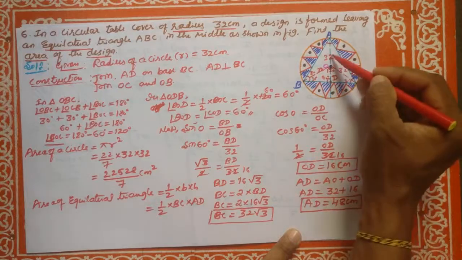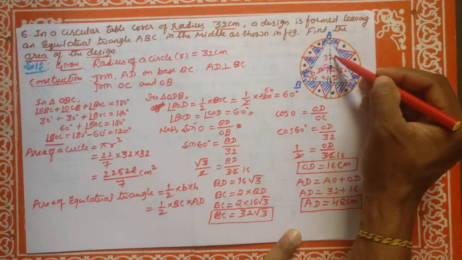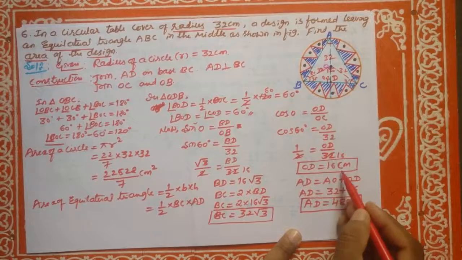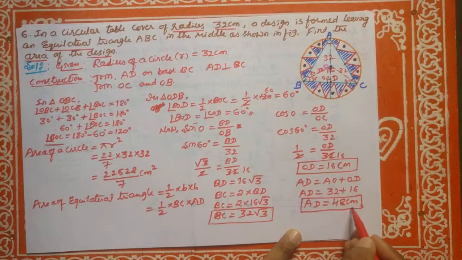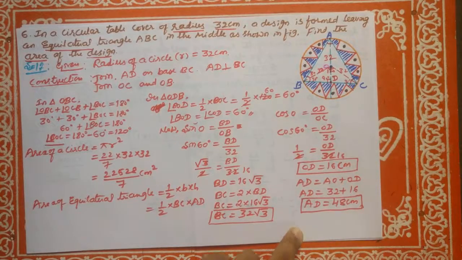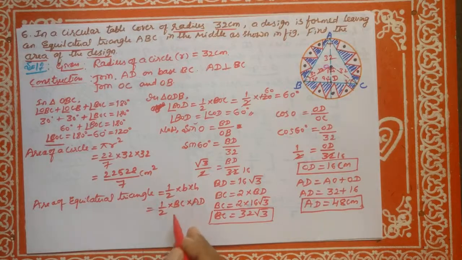AO is given as 32 centimeters, plus OD is equal to 16 centimeters. Therefore AD, after adding, we will get 48 centimeters. 6 plus 2 is 8, and 1 plus 3 is 4. Now we have to put those values in the area of an equilateral triangle, half into base into height. Let us see now.